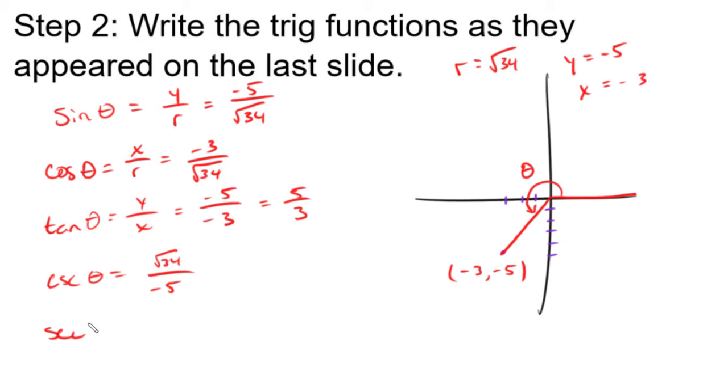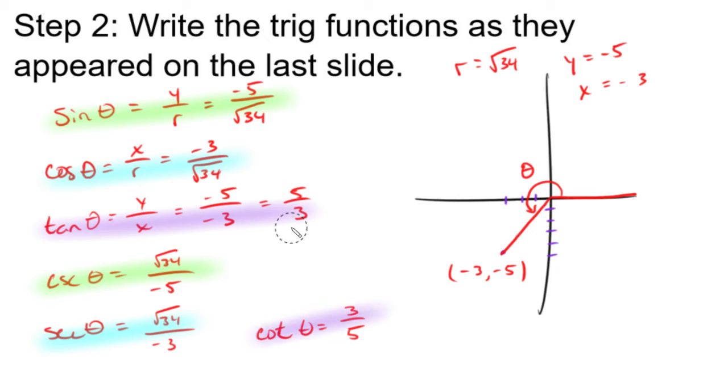Then secant of theta is the reciprocal of cosine, which would be radical 34 over -3. And finally, cotangent of theta is the reciprocal of tangent, which would be 3 over 5. I remember that sine and cosecant are reciprocals, cosine and secant are reciprocals, and then tangent and cotangent are reciprocals. Okay? Now, that's it. You're done.